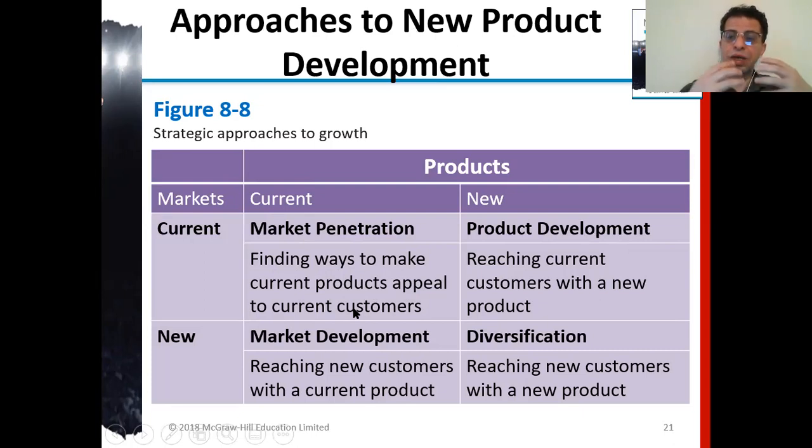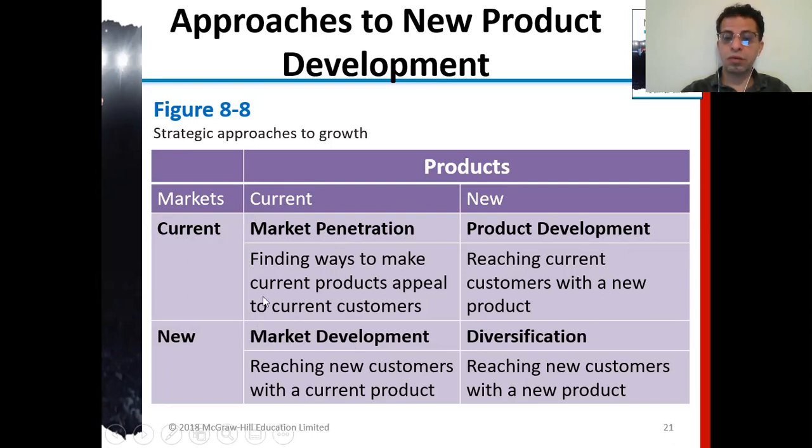We managed to integrate it with IBM HR Access and Oracle Financial, which was more attractive for them. Suddenly they got a suite of financial and HR that meets their needs. Now, if the market is new and the product is current, what you do is market development.